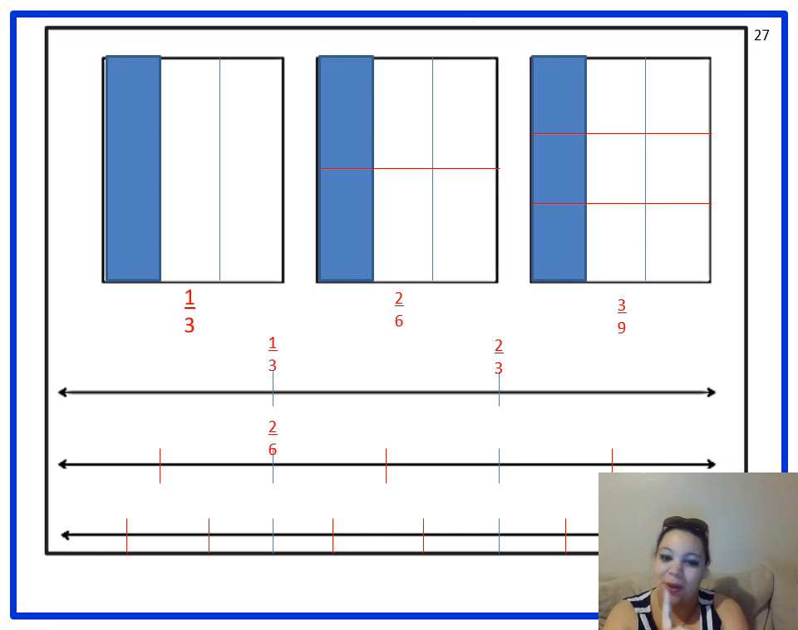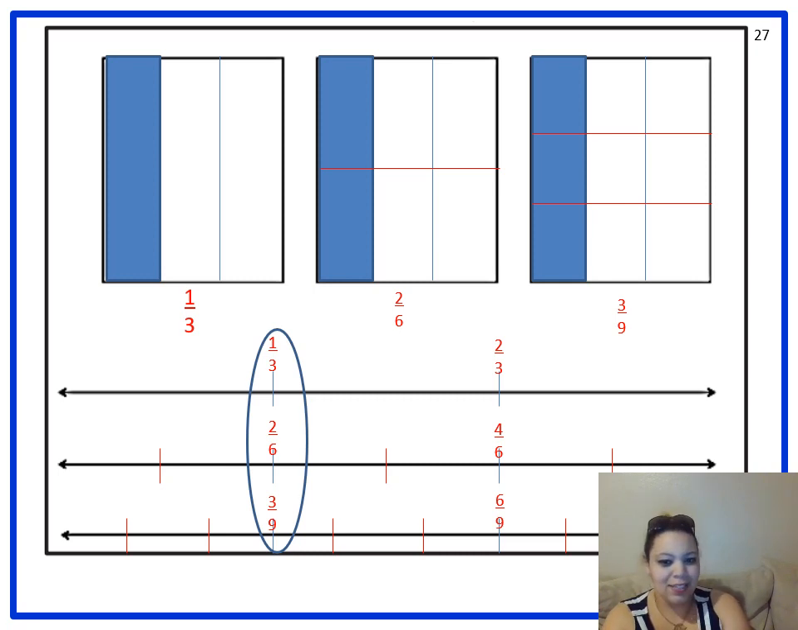3/9. So I have 3/9 in my pictorial model, and I can also show 3/9 on the number line, and we notice that all of them are going to be lined up perfectly to show us that those are all equivalent fractions. Now, think about this for a second. Do you see any other equivalent fractions on the number line?